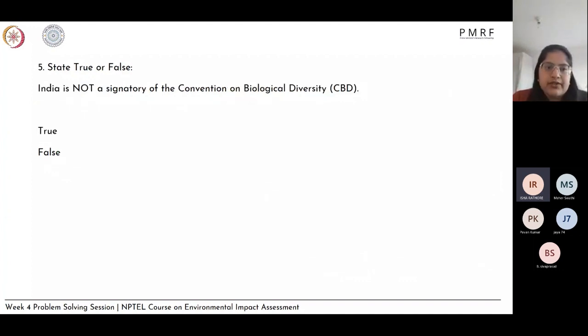Moving on to question 5, state true or false. India is not a signatory of the Convention of Biological Diversity, CBD, under the Rio Earth Summit. So is the statement true or false? The statement is basically saying that India is not a signatory of the Convention on Biological Diversity. Not is the keyword. So is the statement true or false? We discussed this in our review of the session as well.